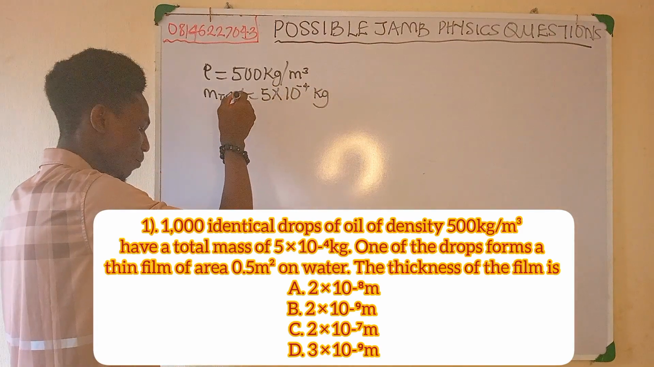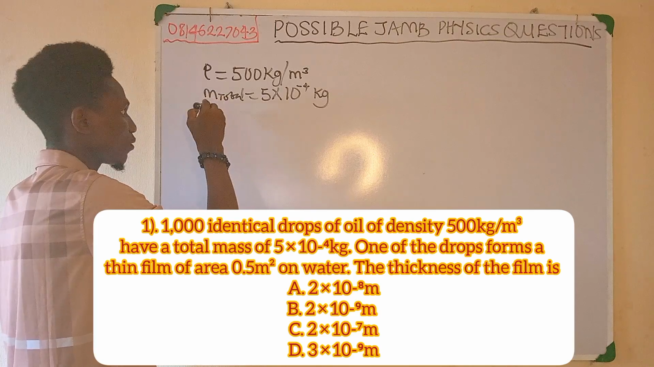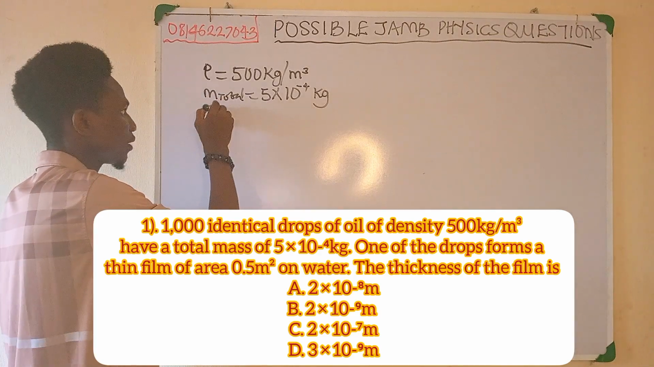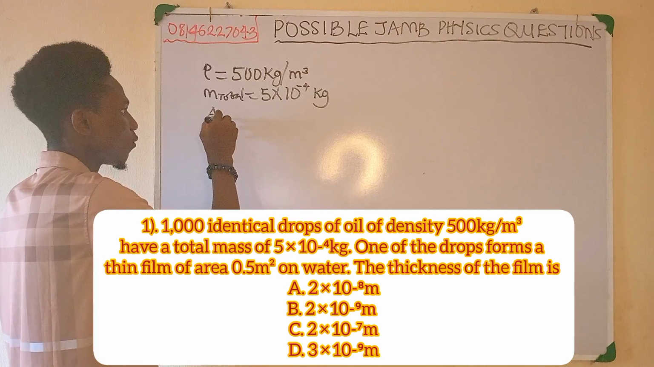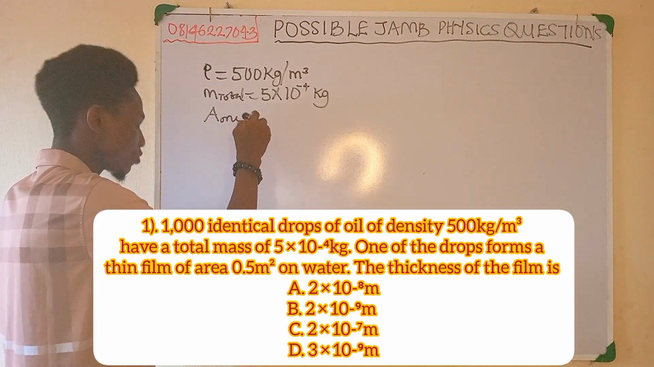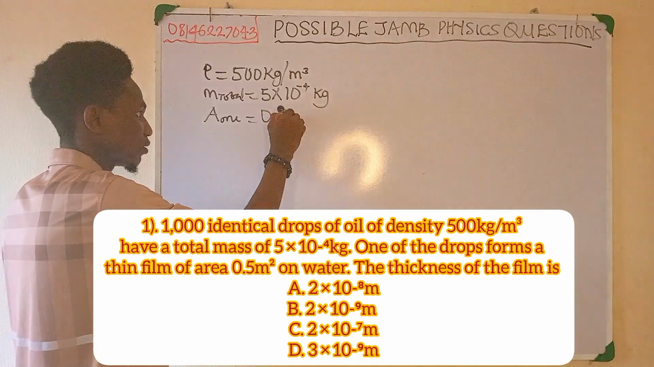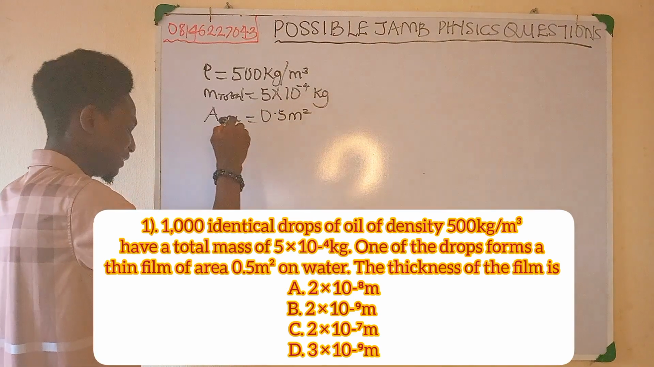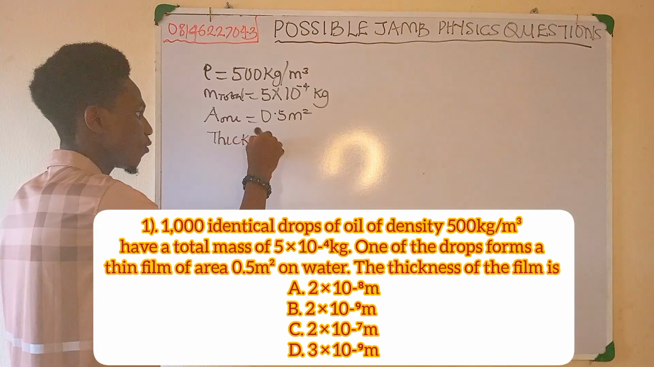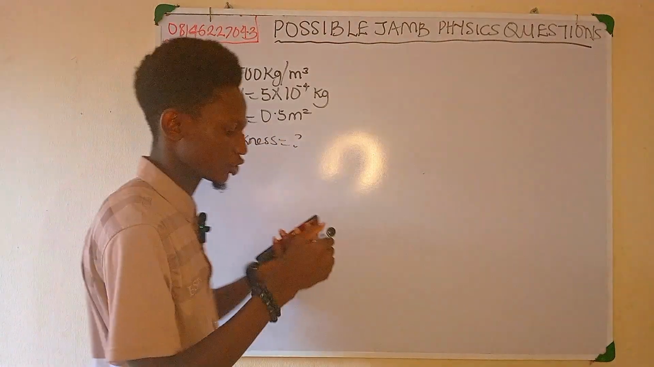One of the drops forms a thin area of 0.5 meters square. So one of the drops, I'm going to write area of 1 equals 0.5 meters square. The thickness of the film, so we're looking for thickness, is dash.